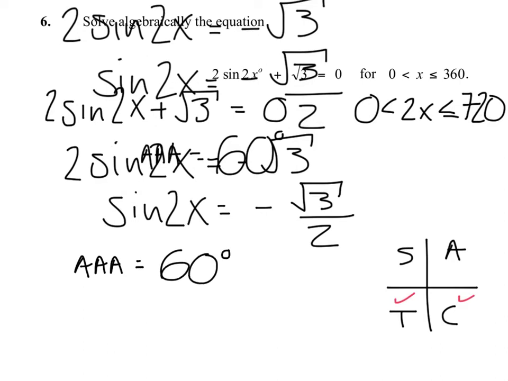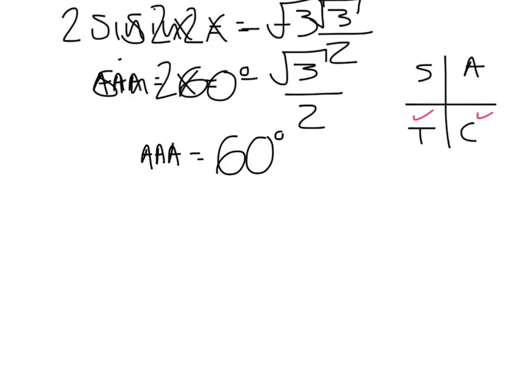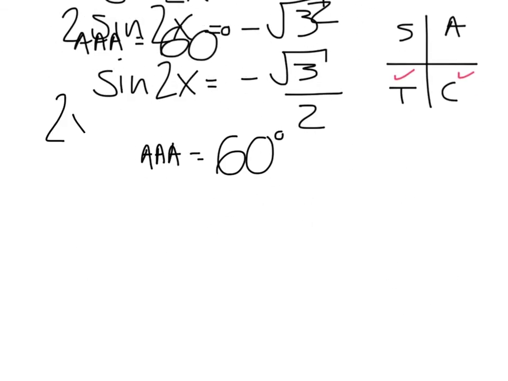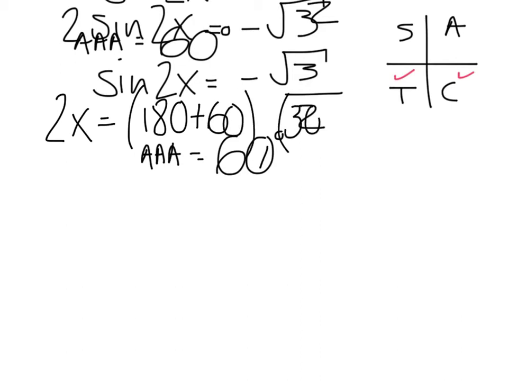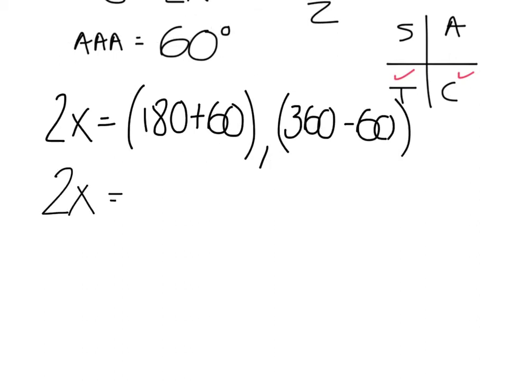What that means is that our answers for 2x are, first of all, in the tan quadrant, 180 plus 60 degrees. And in the cos quadrant, it would be 360 take away 60 degrees. So that means our answers for 2x are 180 plus 60, which is 240 degrees, and 360 take away 60, which is 300 degrees.